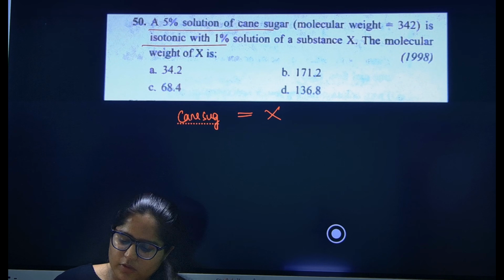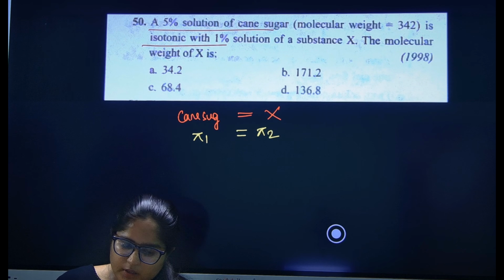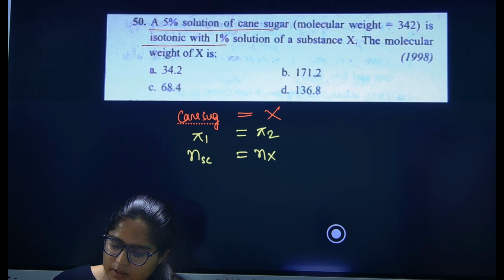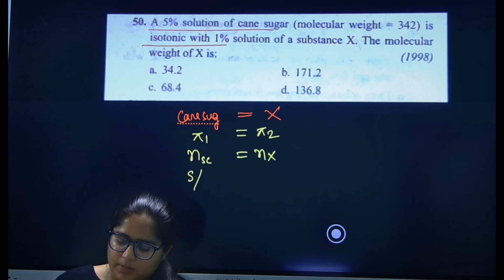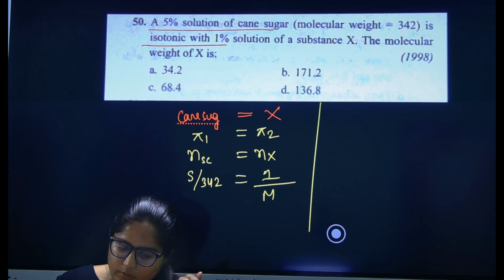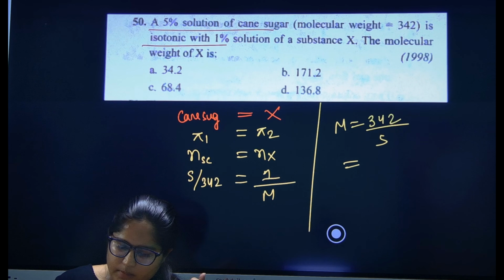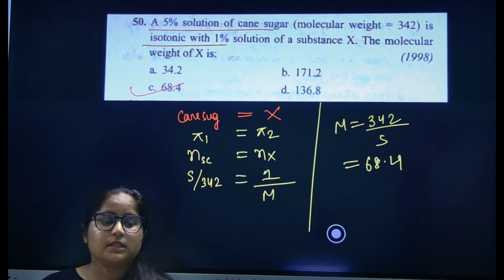So we know isotonic means pi 1 equals pi 2. So from here, moles of cane sugar will be equal to moles of X. Given mass is 5 grams, since 5% means 5 grams. Molar mass of cane sugar is 342, over given mass, equals 1% X over molar mass M. So from here we get M equals 342 by 5, which is very simple: 68.4. Which option? Option C is the right answer.